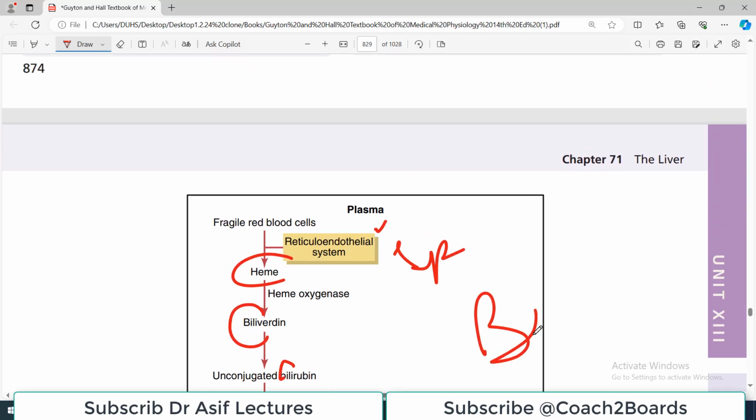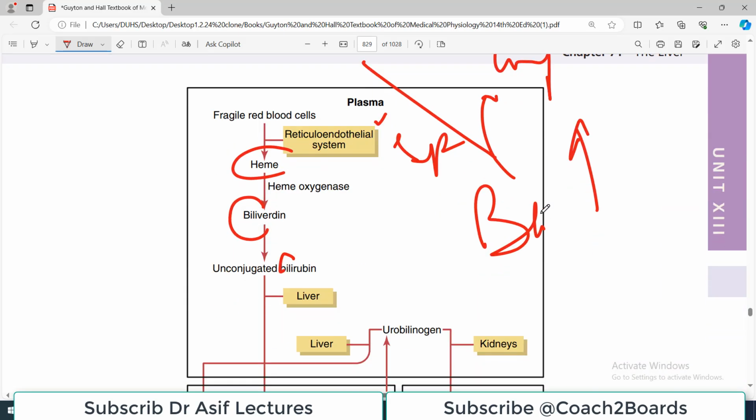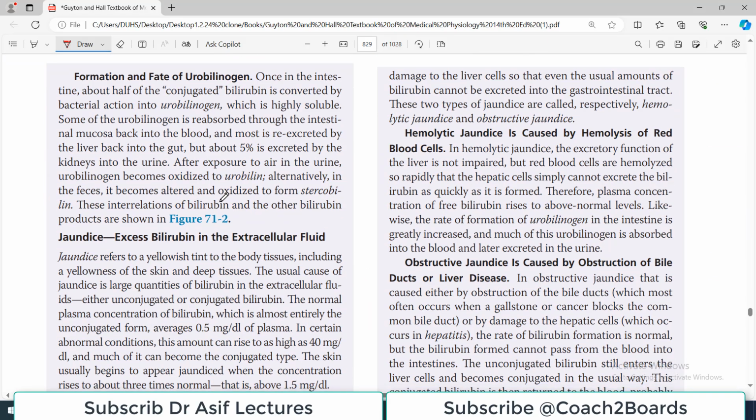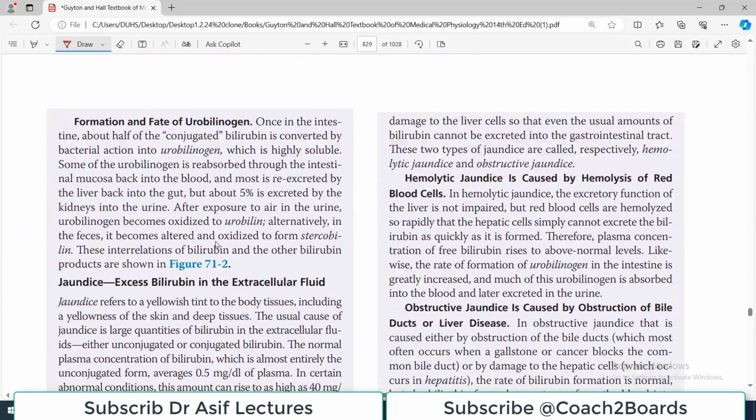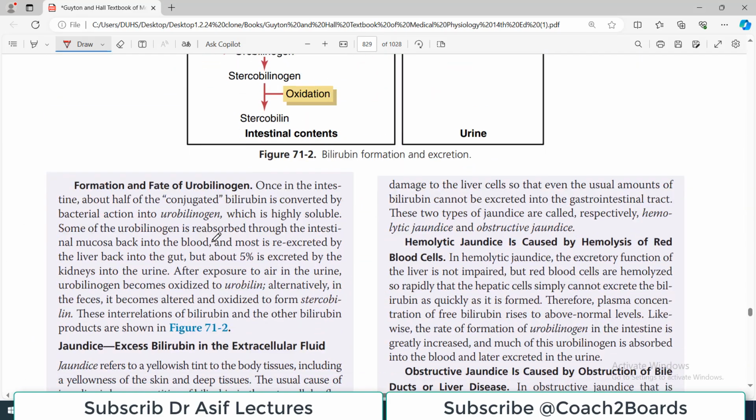So bilirubin के levels high होना is what we call jaundice. If it is conjugated bilirubin high, it's a separate story. If it's unconjugated high, it's a separate story. We'll deal with this in jaundice lectures. But remember, liver products are used very well in the diagnostic algorithms.